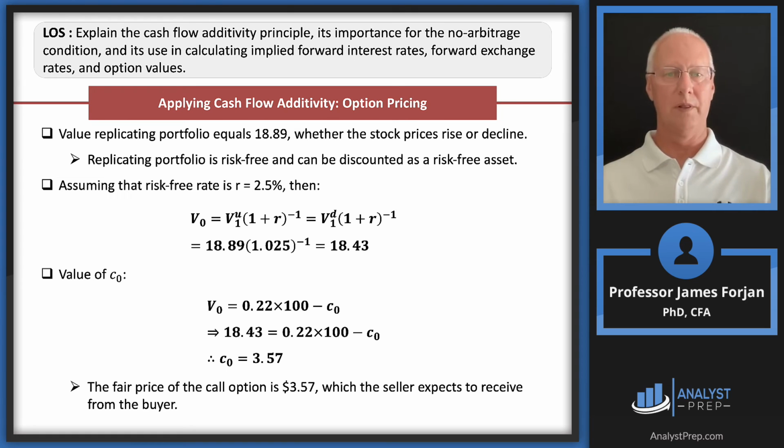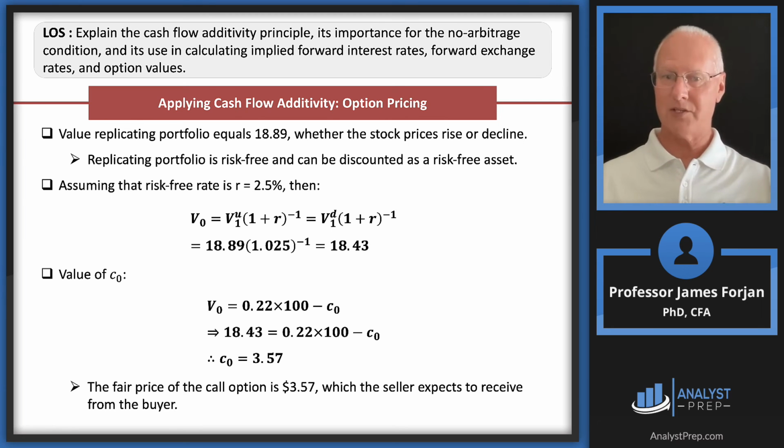So what are we doing? The present value of 18.89 is 18.43. So what do we know? All I'm going to do is take 0.22 shares, a fraction of a share, times the $100.